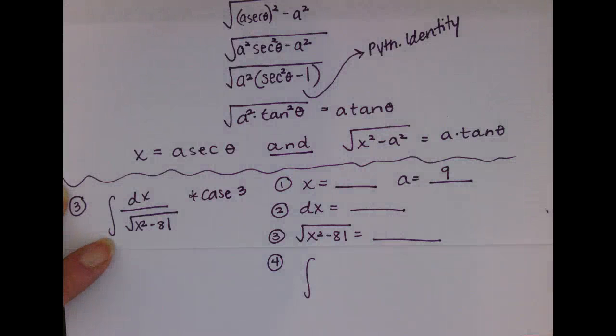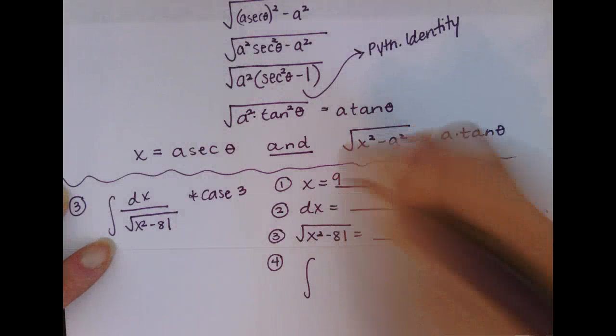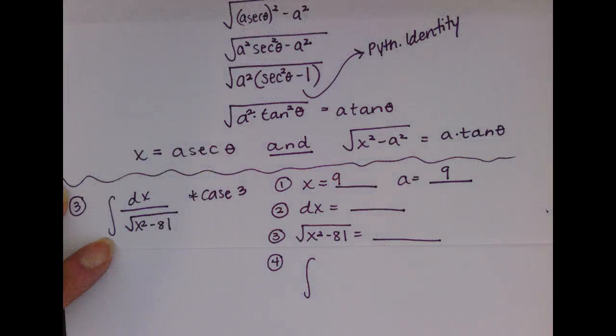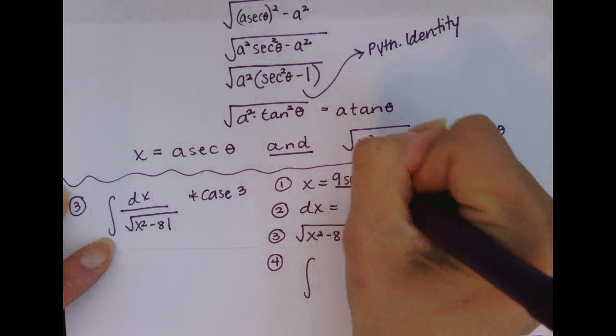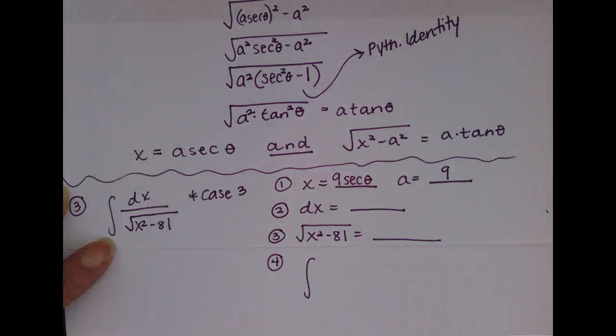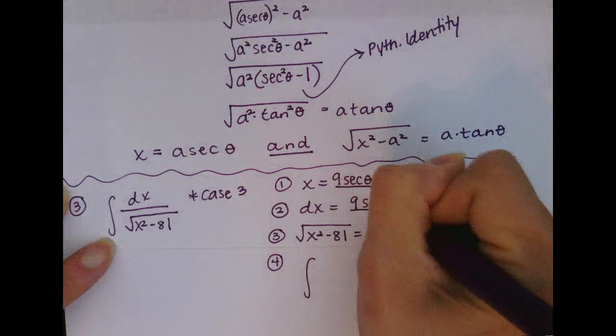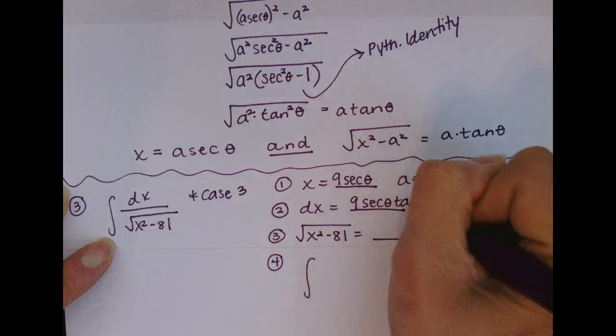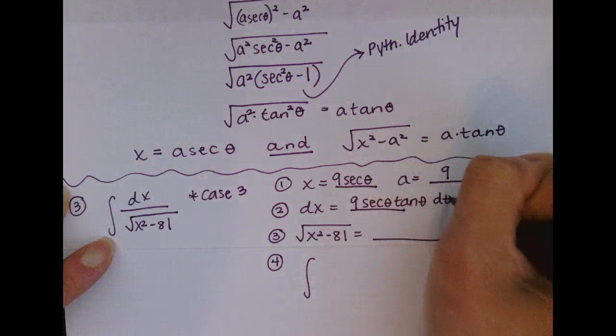A should be 9. That means that x should be 9 times secant theta. The derivative of secant is secant theta tan theta.